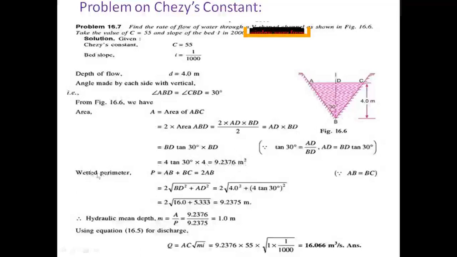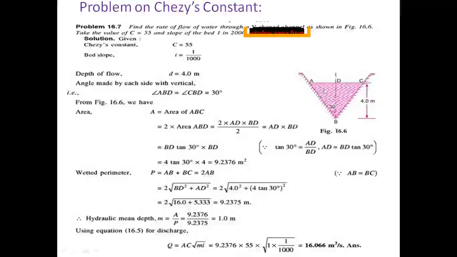9.2376 meter square. Now find out the wetted perimeter value. Wetted perimeter is AB plus BC. Here AB value equals BC value, so we write 2 into AB. But you need to find out the AB value.